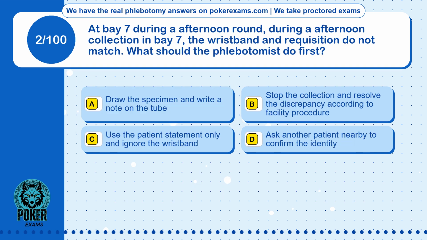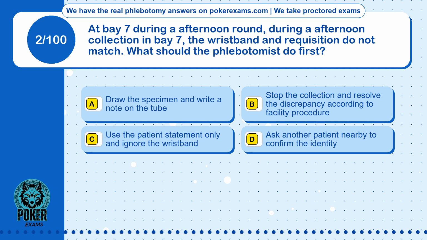Question 2. During an afternoon collection in Bay 7, the wristband and requisition do not match. What should the phlebotomist do first? Option A. Draw the specimen and write a note on the tube. Option B. Stop the collection and resolve the discrepancy according to facility procedure.